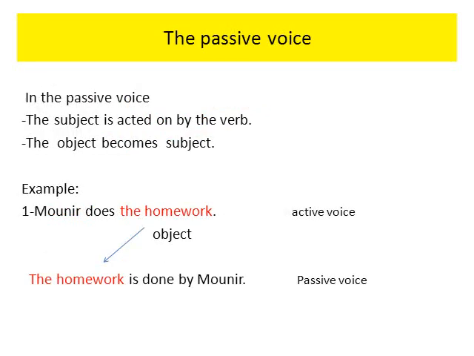The passive voice. In the passive voice, the subject is acted on by the verb. The object becomes the subject. Example: Munir does the homework. The homework is the object. Active voice. In the passive voice, the object becomes the subject. So we say the homework is done by Munir. Passive voice.